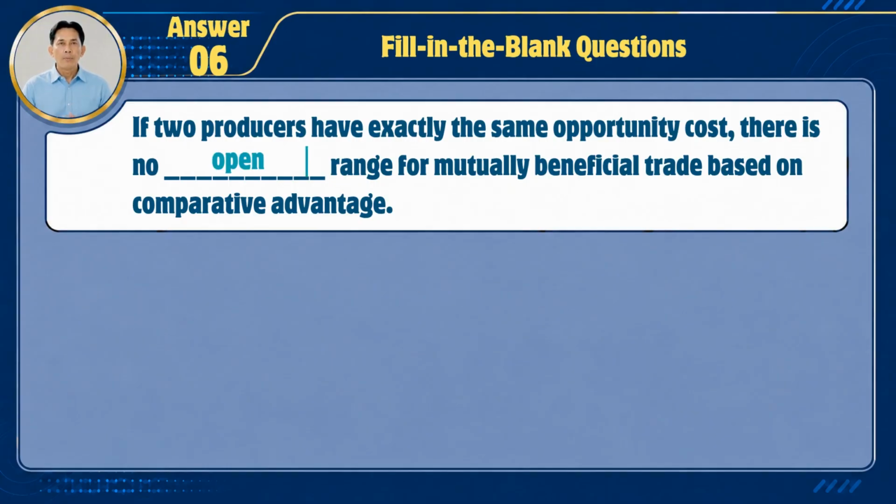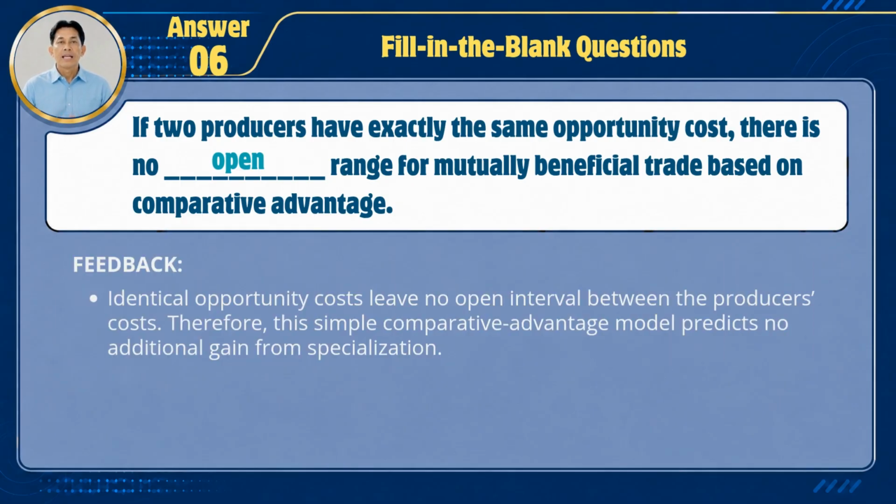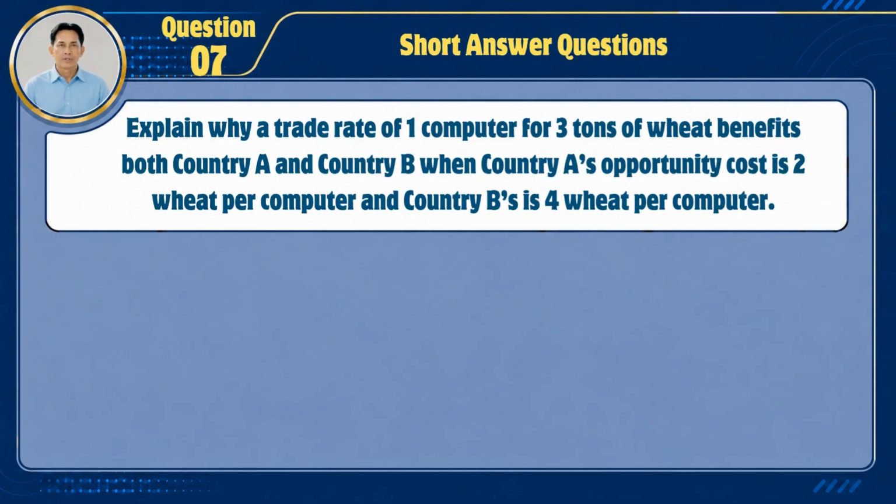If you said open, you're absolutely correct. Identical opportunity costs leave no open interval between the producers' costs. Therefore, this simple comparative advantage model predicts no additional gain from specialization. Moving on to short answer questions.